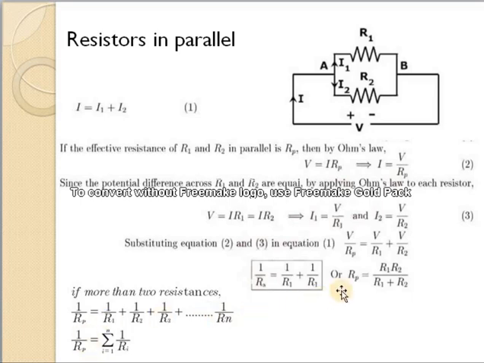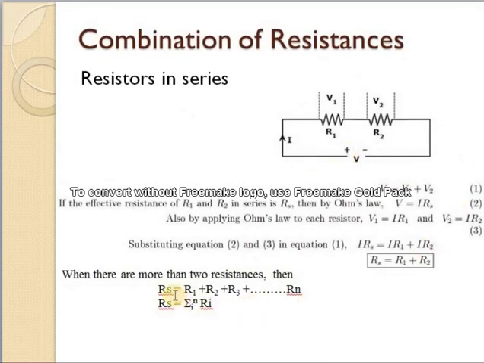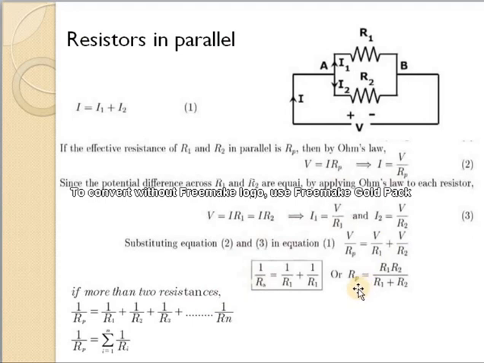So you can see that when the two resistors are connected in series, we have effective resistance equal to the sum of the individual resistances. So the effective resistance will become greater than the largest value of resistance in the series combination. But at the same time, in parallel combination, we can see that the effective resistance will be less than the lowest value of resistance in the parallel combination.